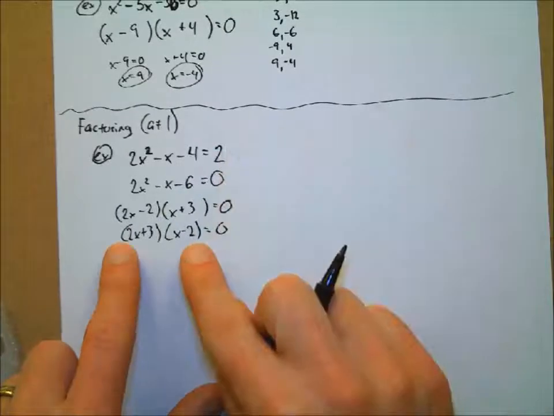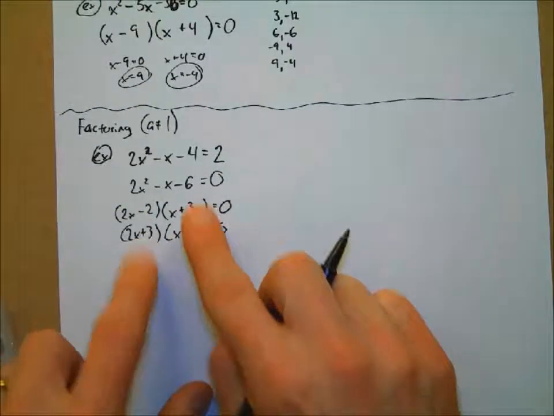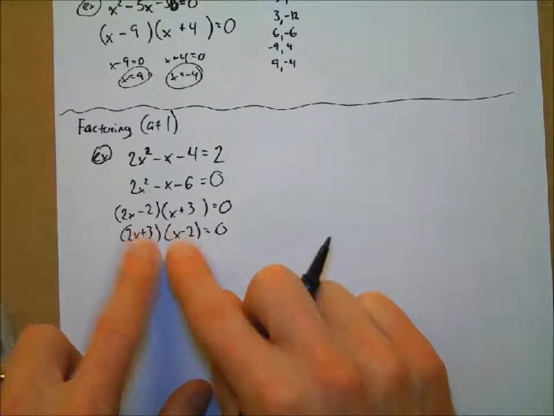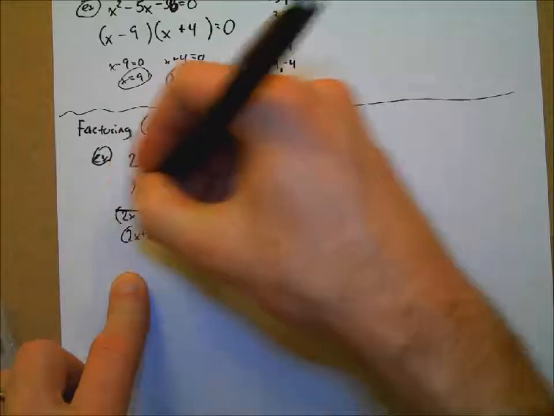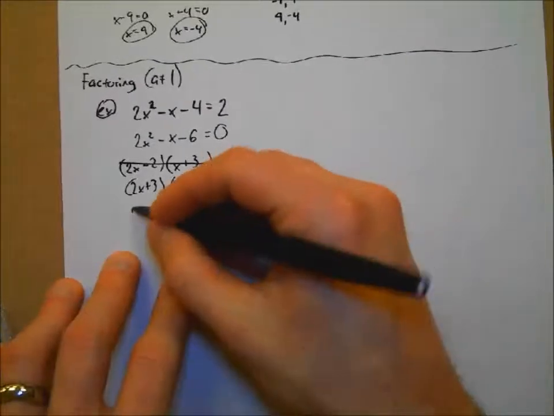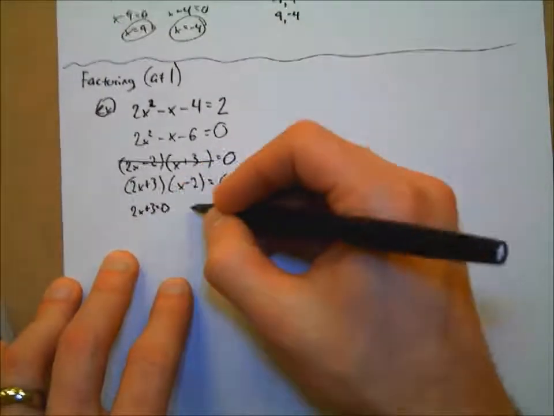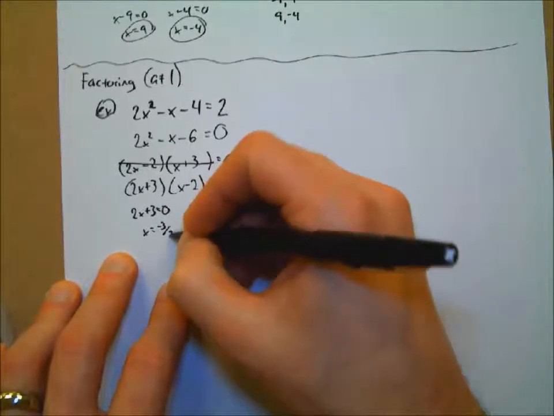Let's check here now. 2x times x, 2x squared. Negative 2 times 3, negative 6. 3x minus 4x. Aha, negative 1x. We got it. So this was a bad guess. We're going to use this one, because that gives us everything we need. So you get 2x plus 3 equals 0, x minus 2 equals 0. And so you get x equals negative 3 halves, and x equals 2.